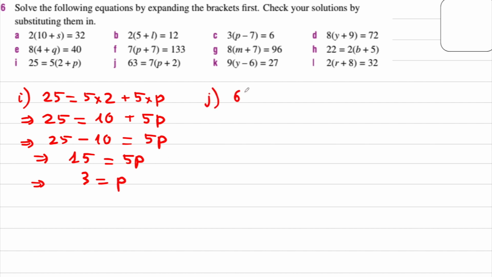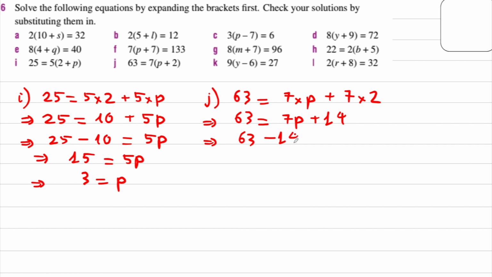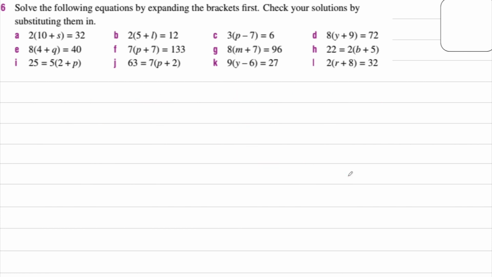Question J, 63, 7 times p plus 7 times 2. This is 63. 7p plus 14, and 63 minus 14 equal to 7p. And now here is 9. This one is 49. Multiply 7 multiply p. 49 divided by 7 equal to p. This one you got 7. Okay, that is question J.